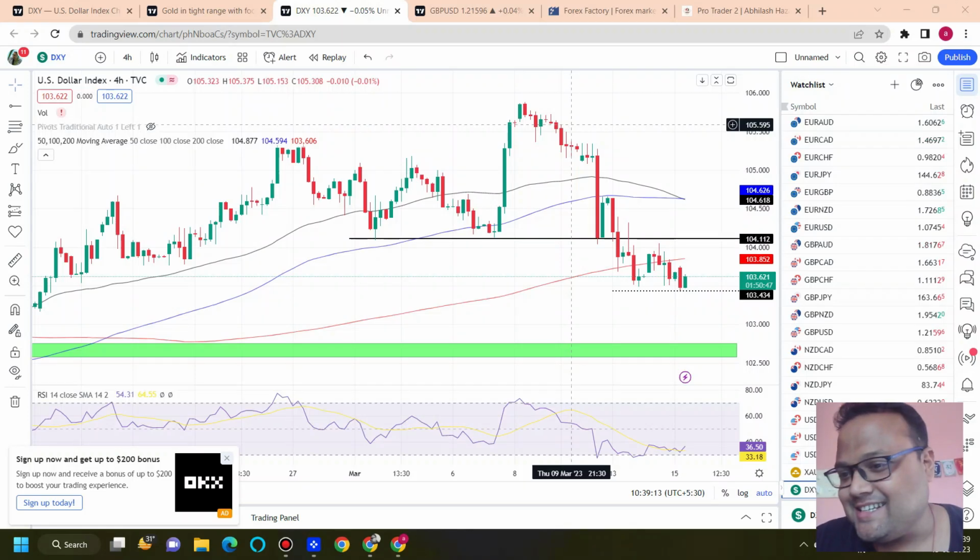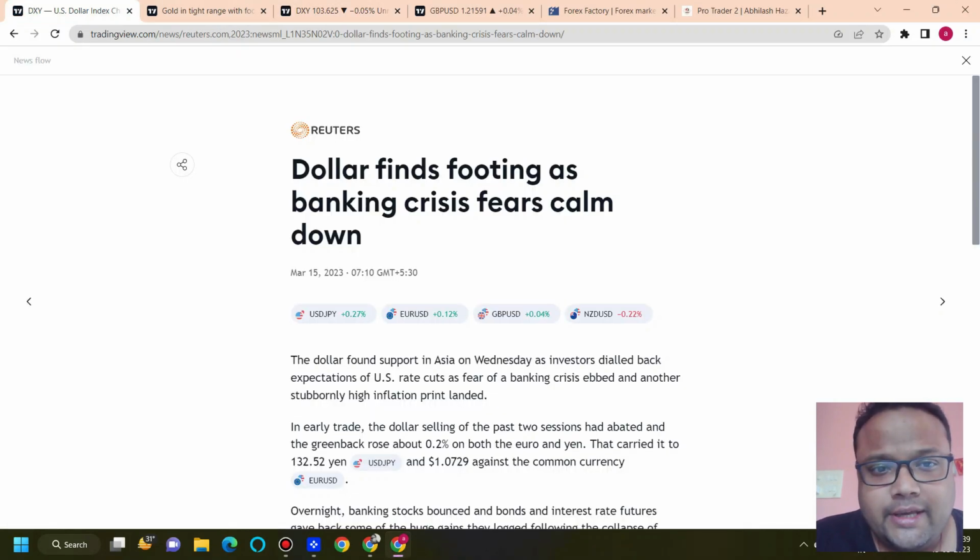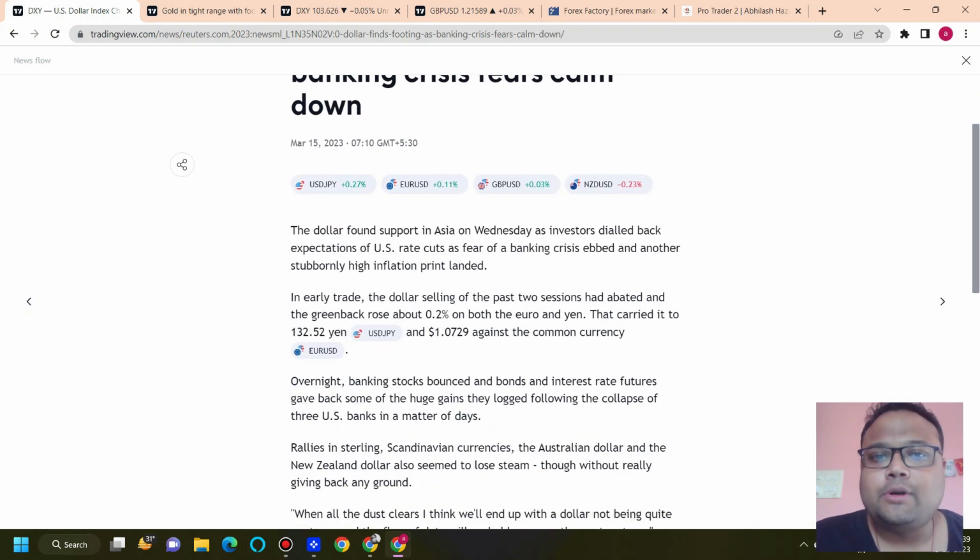So let's get started. So my dear friends, the dollar finds footing as banking crisis fears calm down. You can see the dollar found support in Asia on Wednesday, as investors dialed back expectations of US rate cuts as fear of a banking crisis ebbed and another stubbornly high inflation print landed.